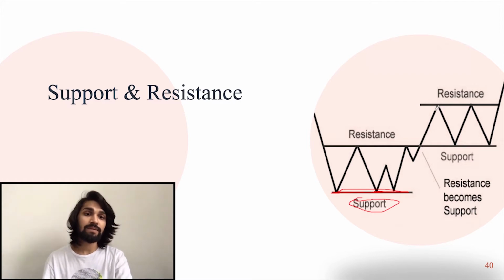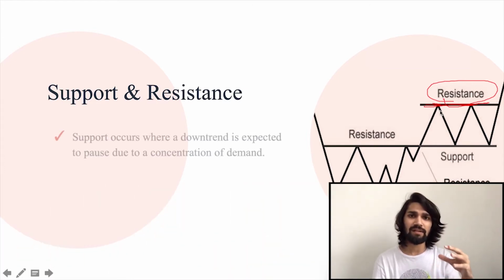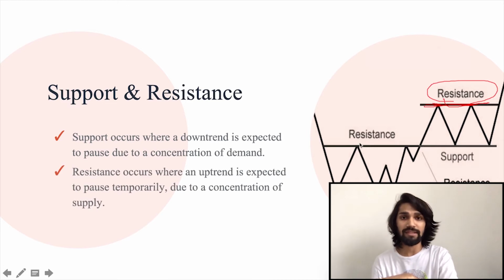Similarly, imagine price was going up, it stopped at a particular point, it came down again, and then the next time it went up again, the price again stopped at approximately that level. So this level is called resistance, where the price is trying to go up but it is not able to, because there is a resistance. Now there can be weak support and resistance and strong support and resistance.